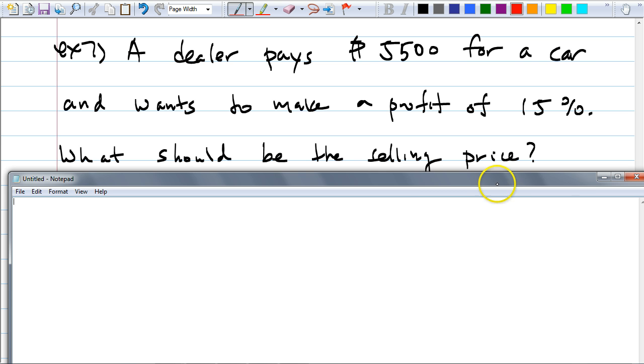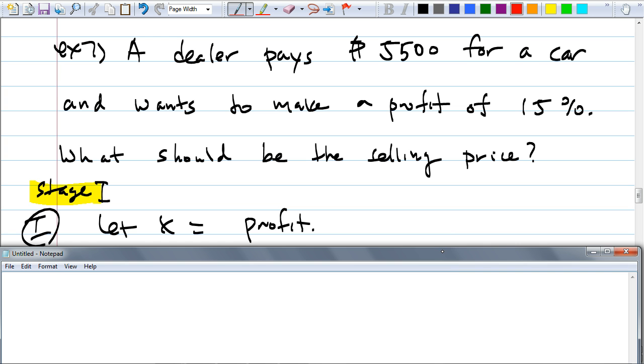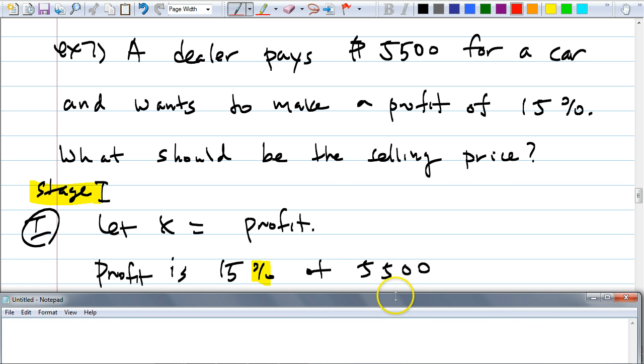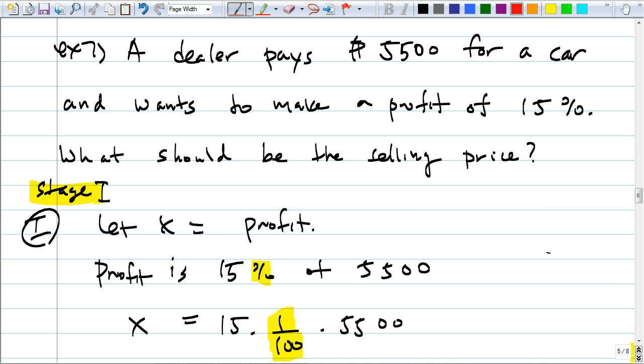So let's figure out step one. Step one, let X be the profit, right? That's the profit that this person is going to make. What is X going to be? Profit. Yes, and how are you going to write that as an equation? 15% of what? So profit is 15% of 5,500. Yeah, good. So we know how to translate this into an equation. By the way, this X is not the final answer, is it? Thomas, what are you going to write? X is equal to 15 over 100 times 5500. Exactly. There you go.